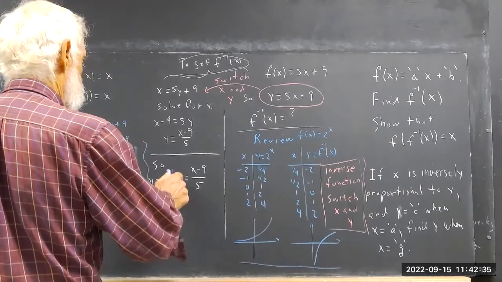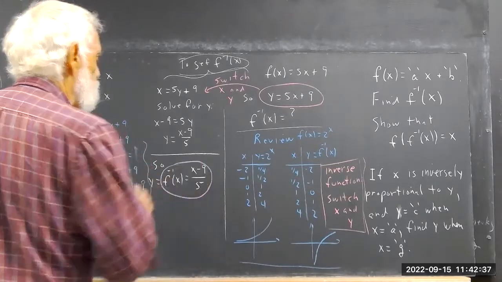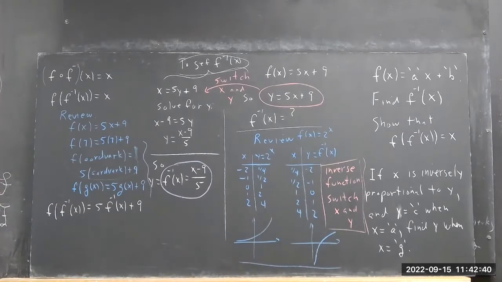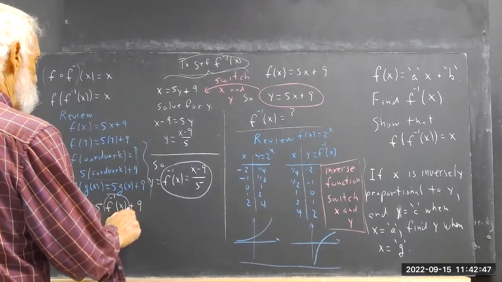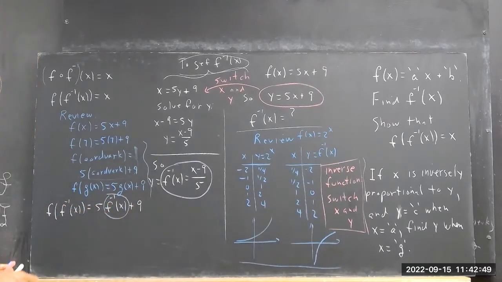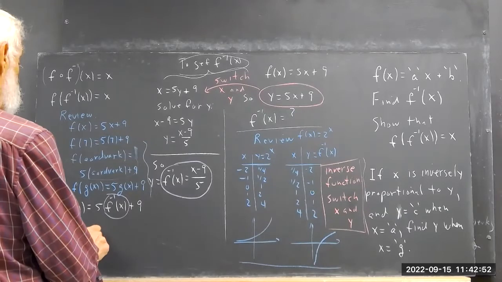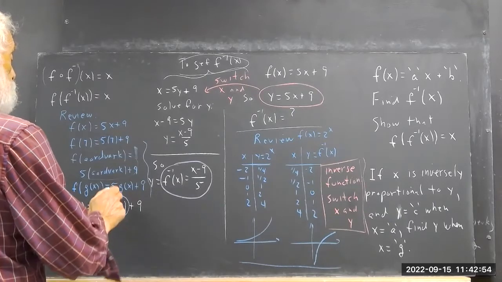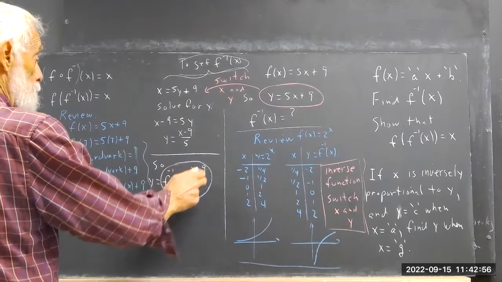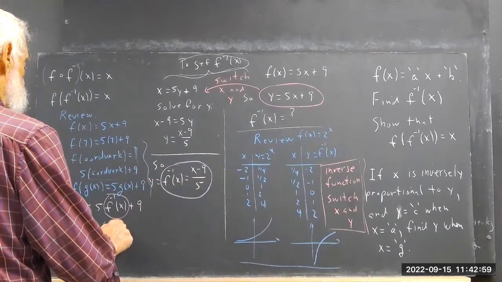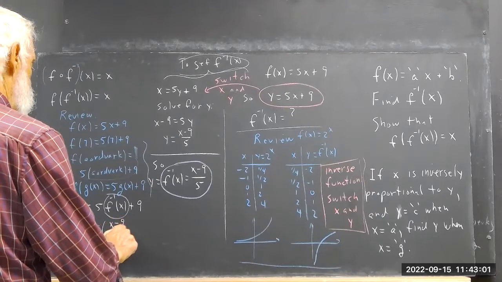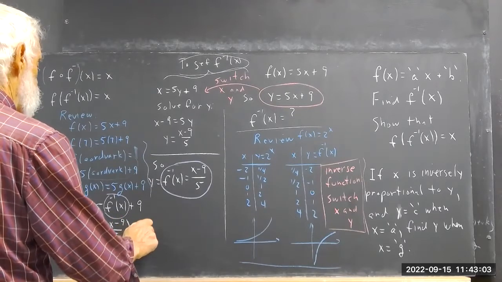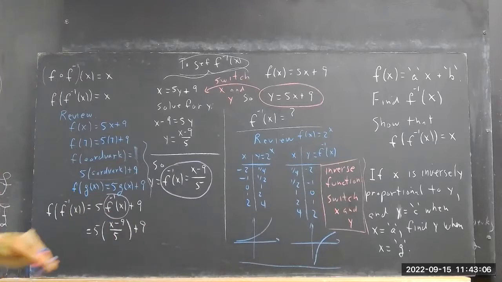So right here, we have f inverse of x equals x minus 9 over 5. Okay? And here we have f inverse of x. So what can we do? We can say that this equals 5 f inverse of x, but f inverse of x is x minus 9 over 5. So we can write x minus 9 over 5 instead of f inverse of x.